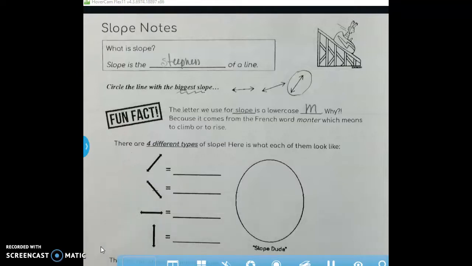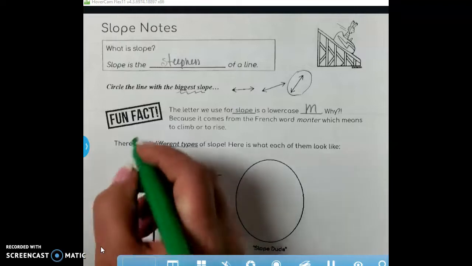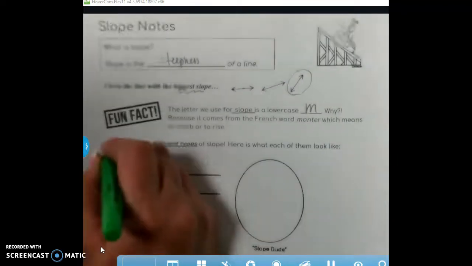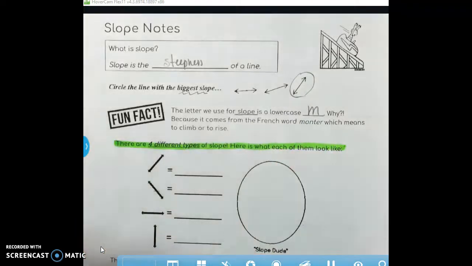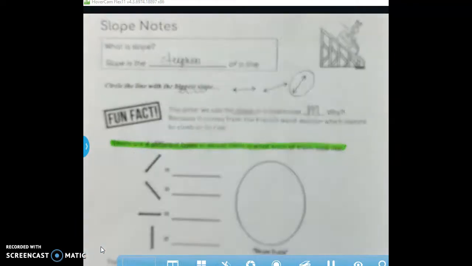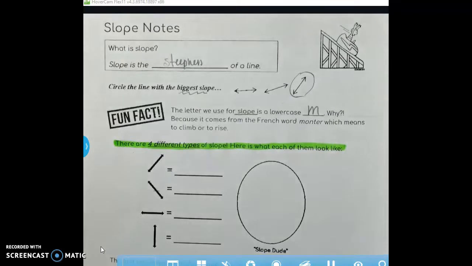So there are 4 types of slopes. And I'm going to go ahead and highlight this. And of course, anytime you work in your notes, you are welcome to add any additional information, any additional highlighting as you might see fit.